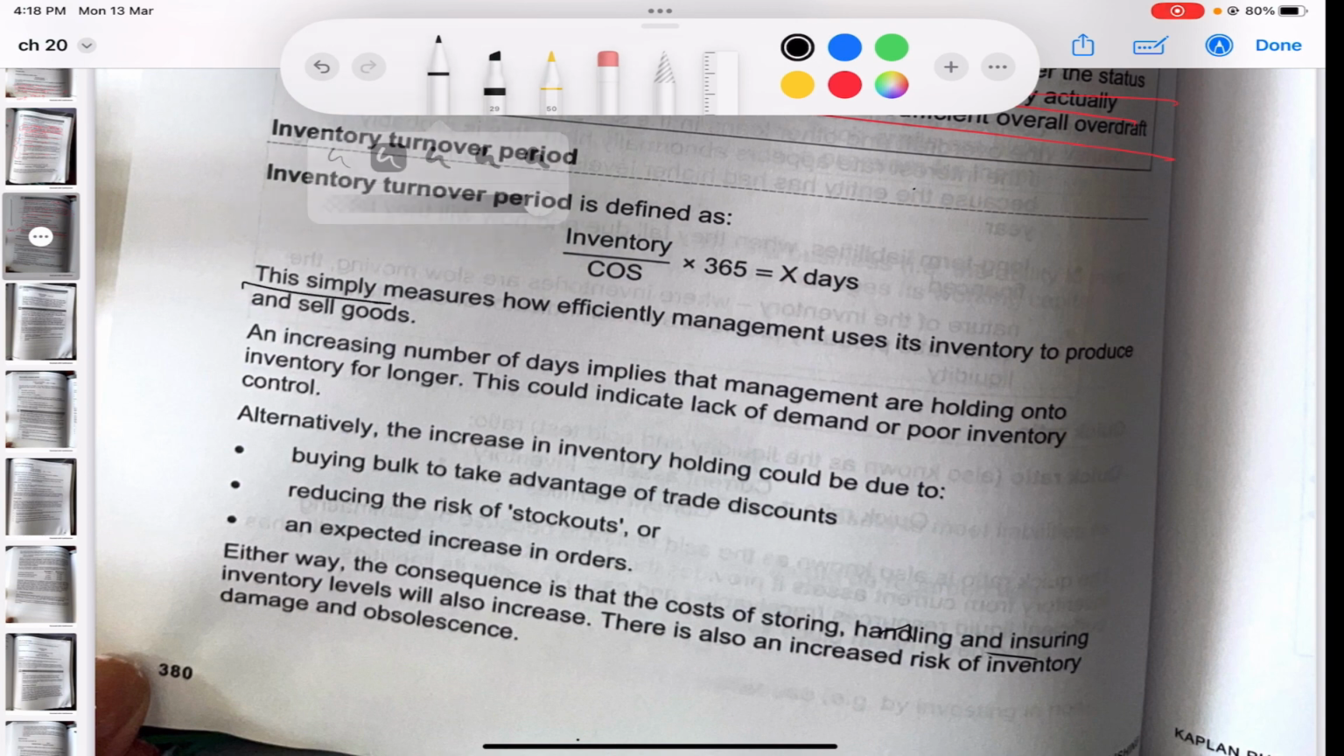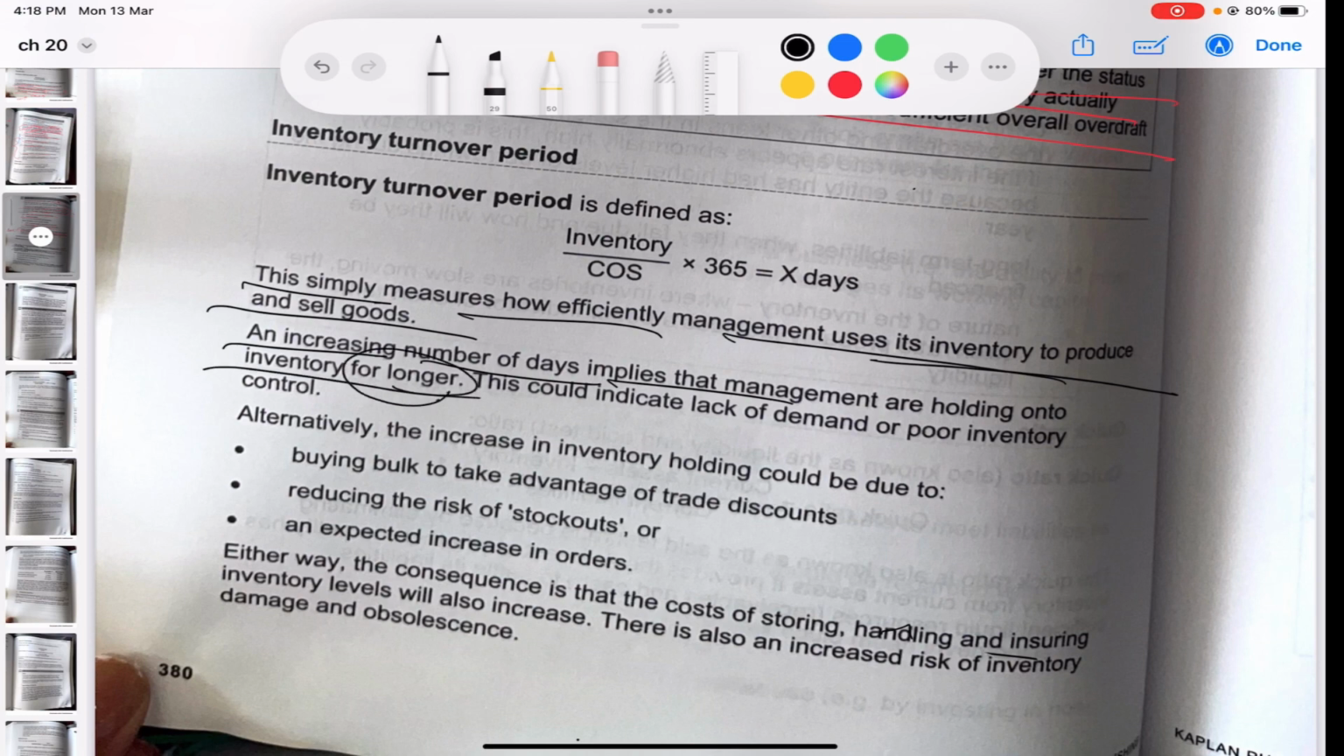This simply measures how efficiently management uses its inventory to produce and sell goods. The time period is found out. An increasing number of days implies that management are holding on to inventory for a longer time. Obviously, this could indicate lack of demand or poor inventory control. If you are taking more days to sell your inventory, something is wrong. Alternatively, the increase in inventory holding could also be due to buying in bulk to take advantage of trade discounts.